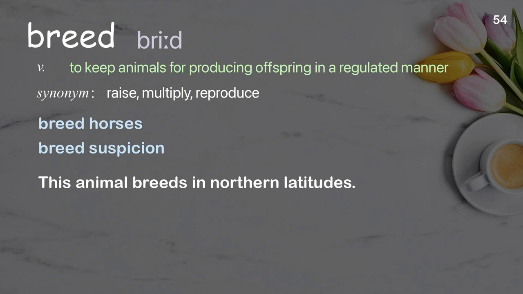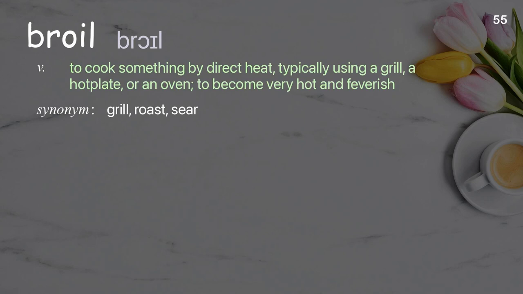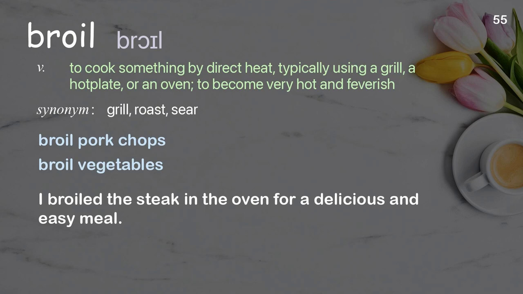Broil: to cook something by direct heat, typically using a grill, a hot plate, or an oven, to become very hot and feverish. Examples: broil pork chops, broil vegetables. I broiled the steak in the oven for a delicious and easy meal.